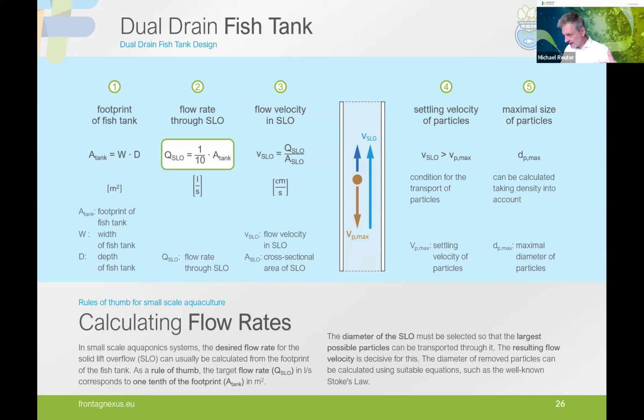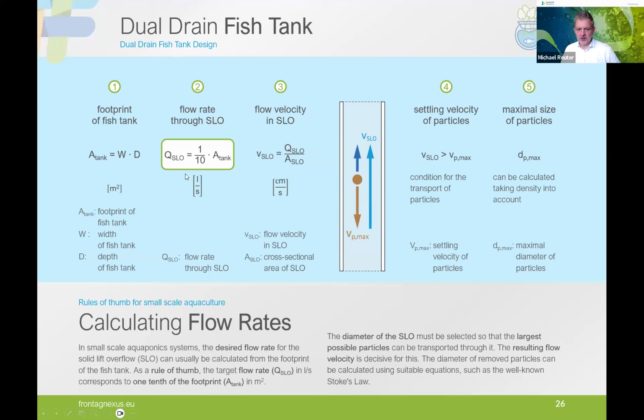Then 1/10 of this 1 meter square will be the flow rate that we need through the solid lift overflow to get out all the solids of our fish tank. What would be just 6 liters per minute in this case, yeah? Because 1 divided by 10 is 0.1 liter per second, and this corresponds to 6 liters per minute.